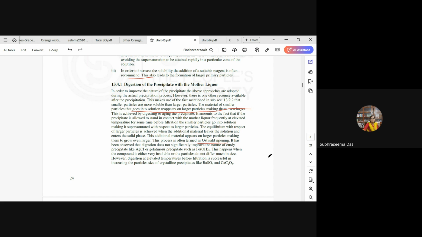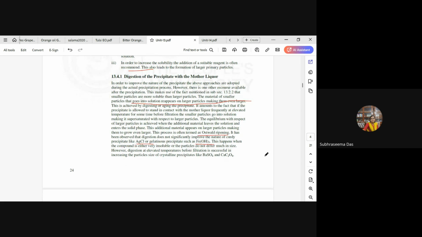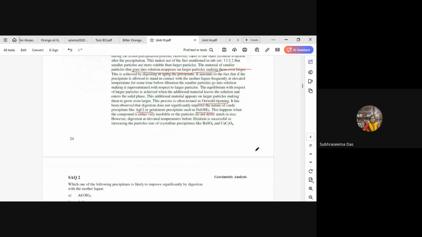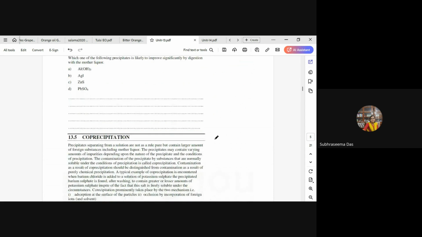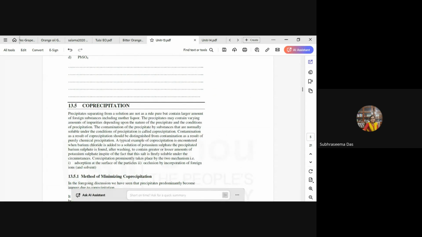It has been found that digestion does not significantly improve the nature of curdy precipitates like AgCl or Fe(OH)3. This happens when the compound is very insoluble or the particles do not differ in size. Digestion at elevated temperatures before filtration has been successful in increasing the particle size of barium sulfate and calcium oxalate. Then coming to one process that we call co-precipitation.